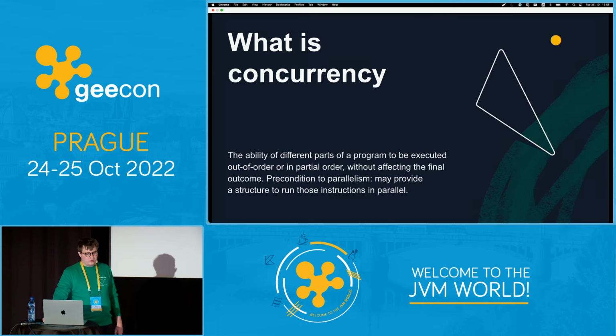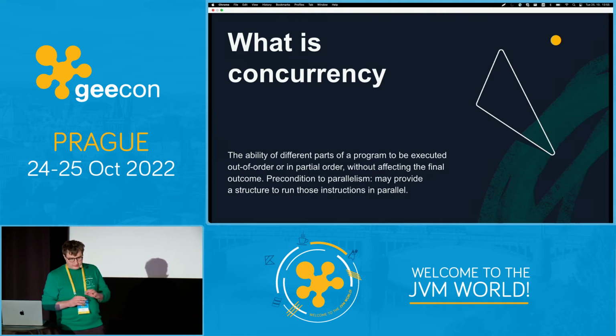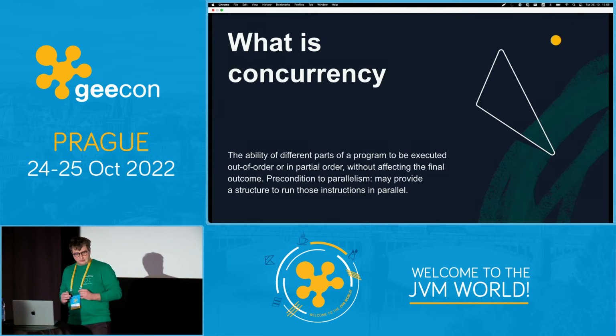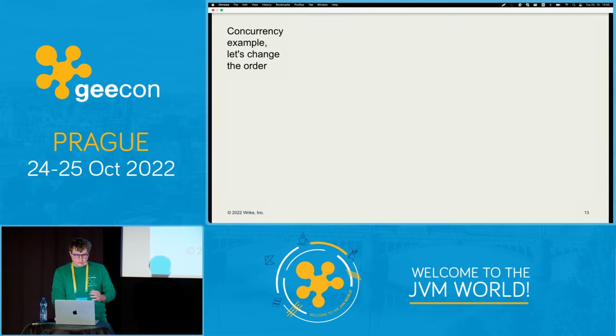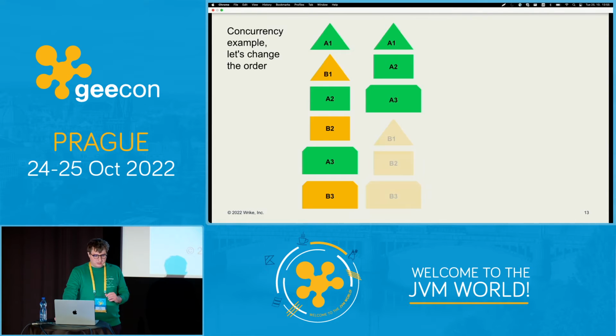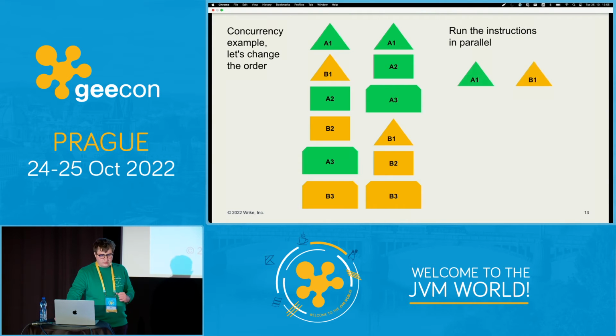So what is concurrency? It's the ability of a program to change the order of different parts while still getting the same outcome. It's a precondition to parallelism. So let me show you a picture. We have a set of instructions A and instructions B. We can reschedule them while still getting the same result. And we then can execute them in parallel.